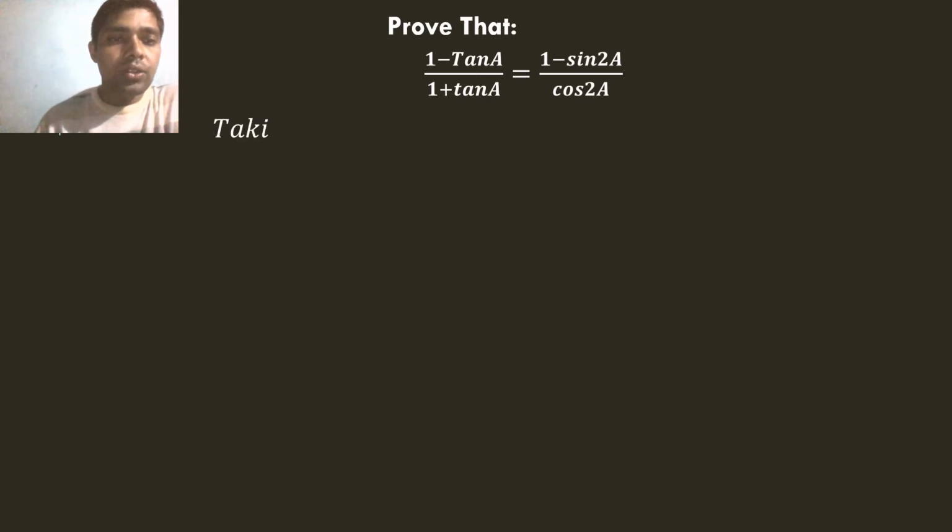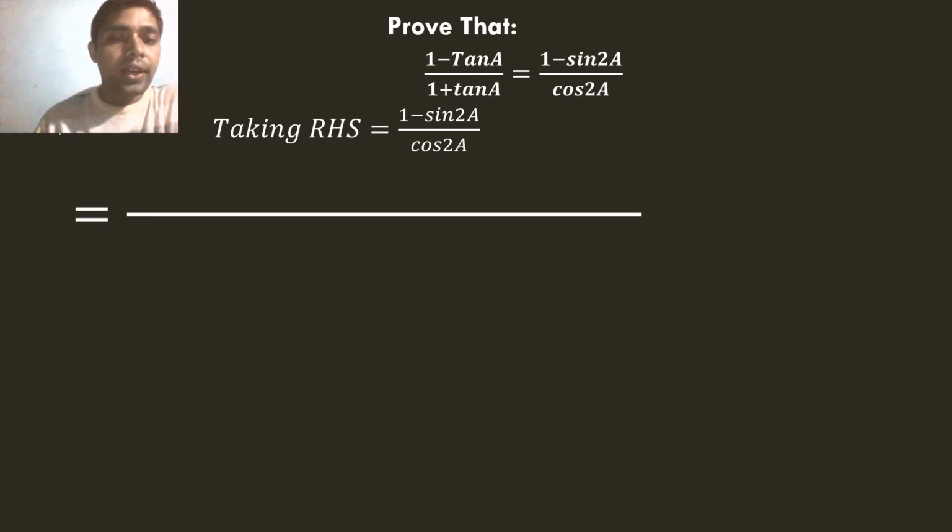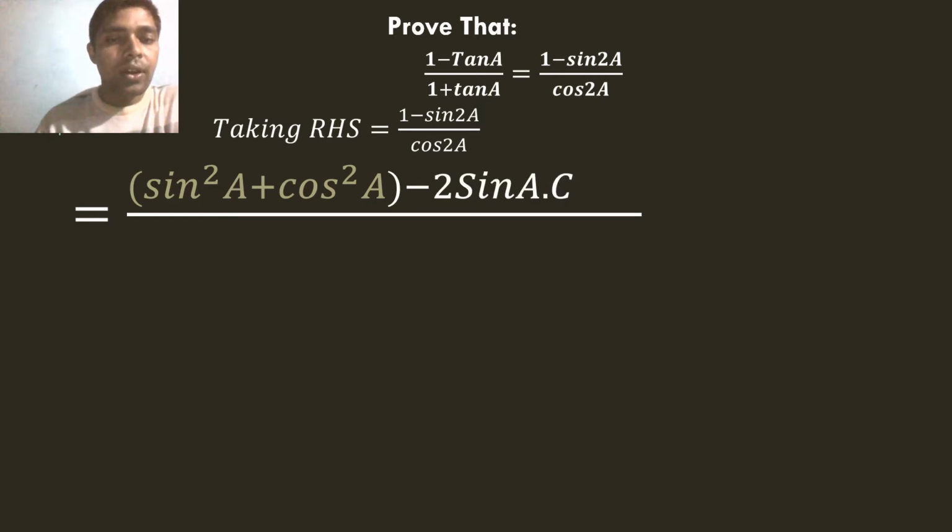So here also we'll take the convenient side first. As we have seen in RHS there is sine and cos format, so we'll take the sine 2a and cos 2a side first, that is (1 minus sin 2a) upon cos 2a. Then we'll remove 1. So how can we remove 1? In place of 1 we can write sin square a plus cos square a, and the sin 2a formula we know as 2 sin a dot cos a.